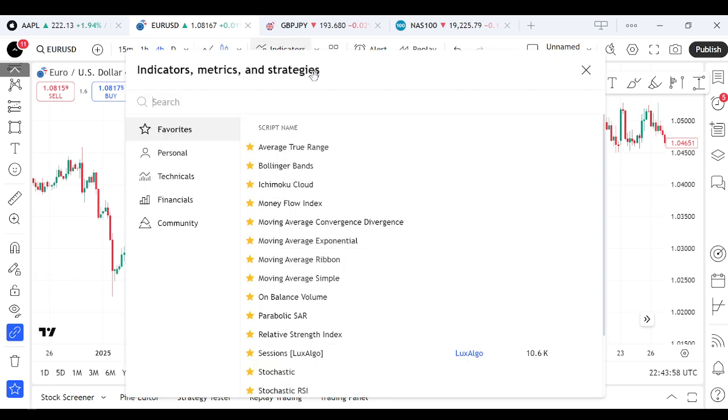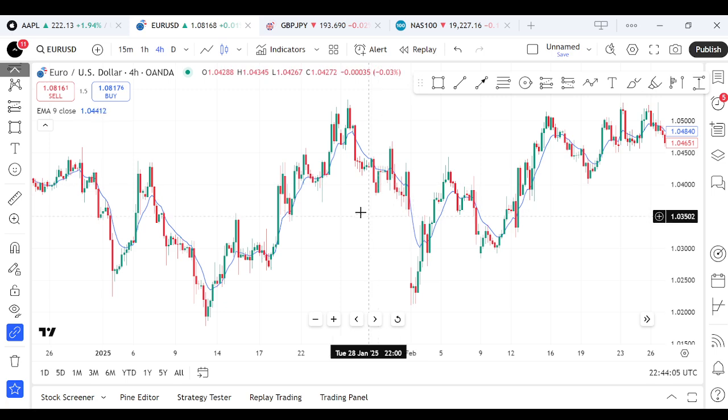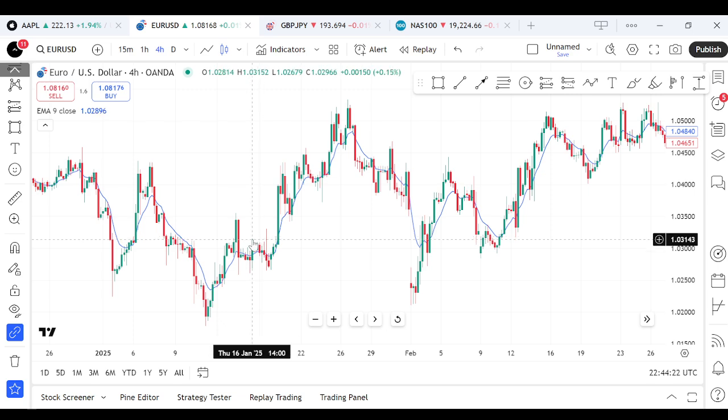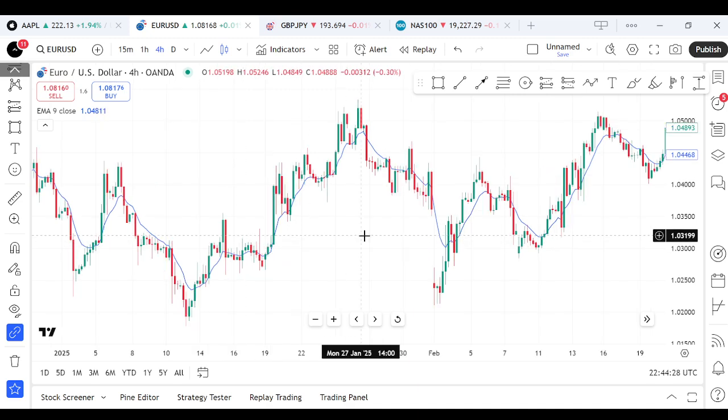First of all, I will add the moving average exponential indicator to our charts. So this is the EMA, and unlike the simple moving average, the exponential moving average gives more weight to recent price data. It is a technical indicator that reacts quickly to price changes, as you can see. This makes it a useful tool for identifying shifts in momentum and spotting potential breakout opportunities in the market.